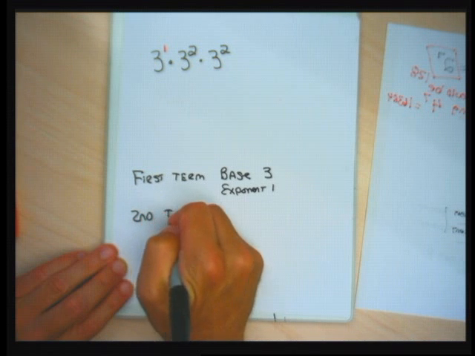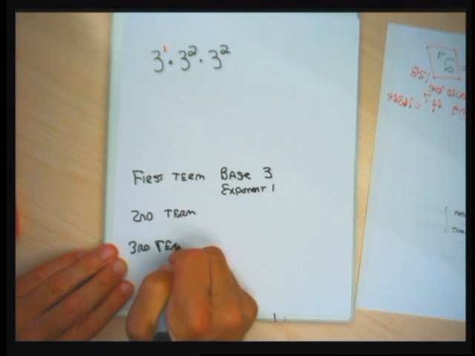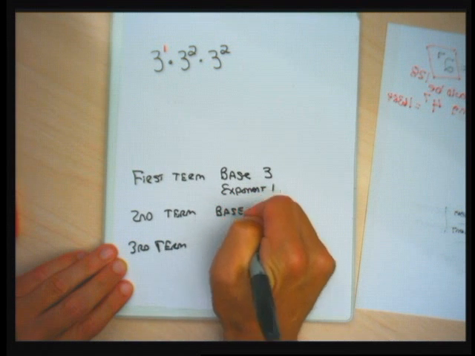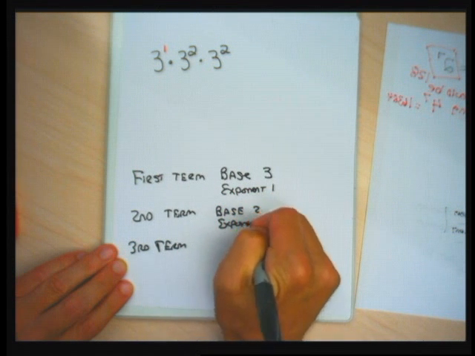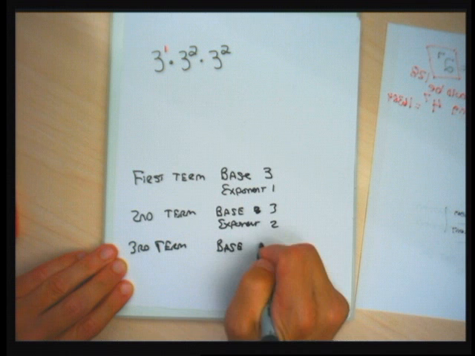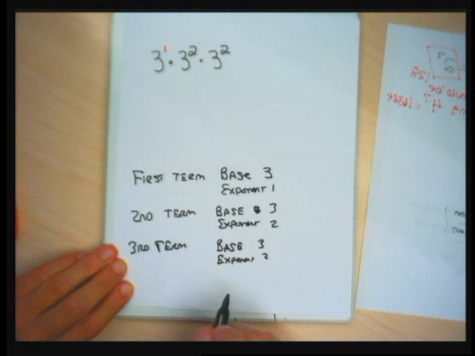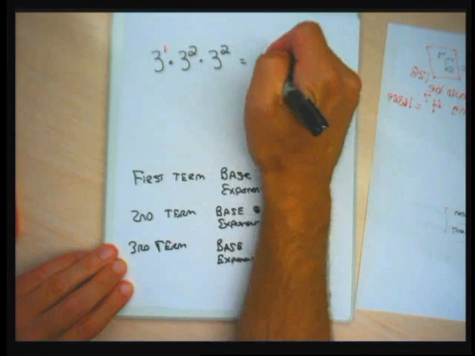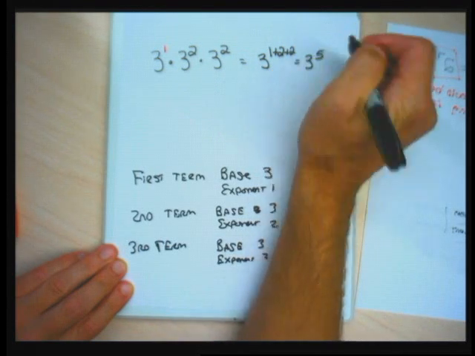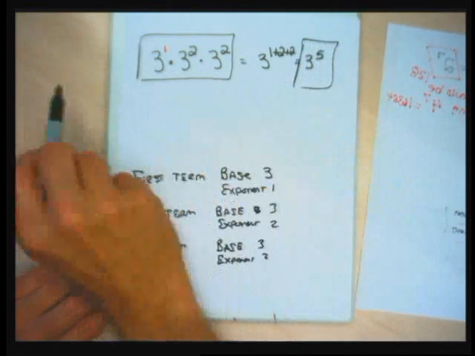The second term and the third term that I'm multiplying, maybe factor would be a better word, but term I'll live with, both have a base of 3 and an exponent of 2. Because each of the pieces that I'm multiplying has the same base, I can use the multiply-to-add rule, and this is going to equal 3 to the 1 plus 2 plus 2 power, which is 3 to the 5th power.